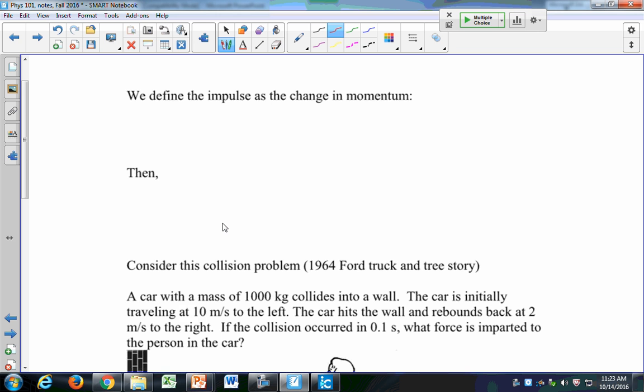We're going to define the impulse as the change in momentum. So I is going to be equal to delta P. I is just the impulse. I'm not really going to use this term very much, but other books do, and if you take the MCAT, you might see impulse. Don't let impulse fool you, it's just the change in momentum.